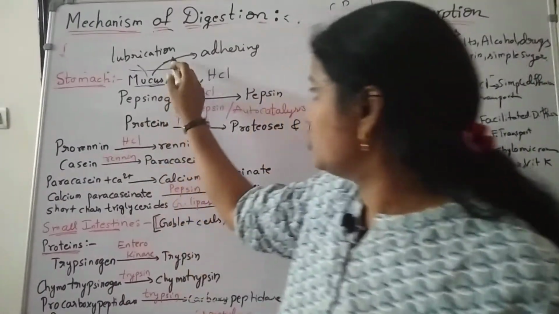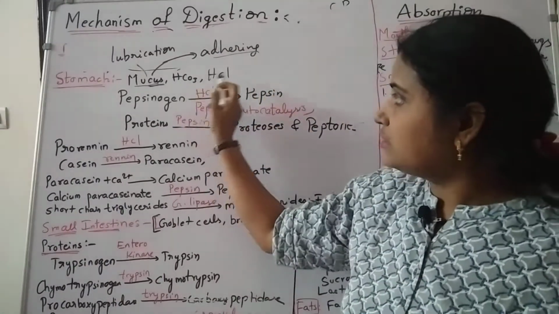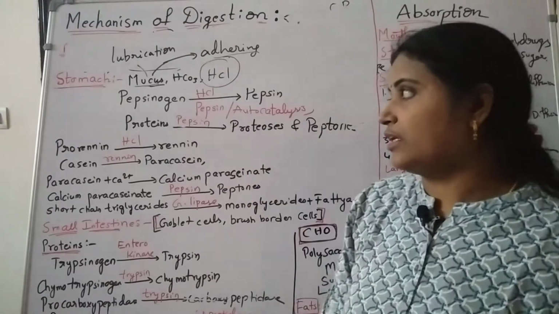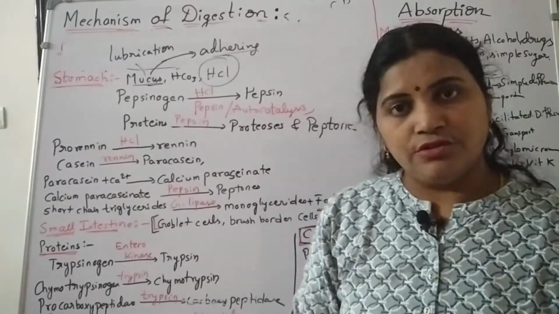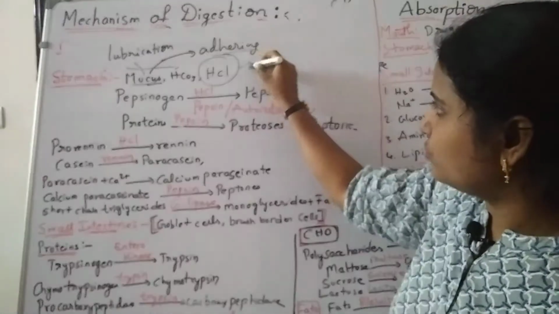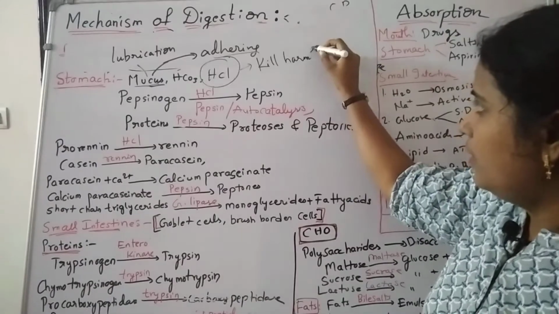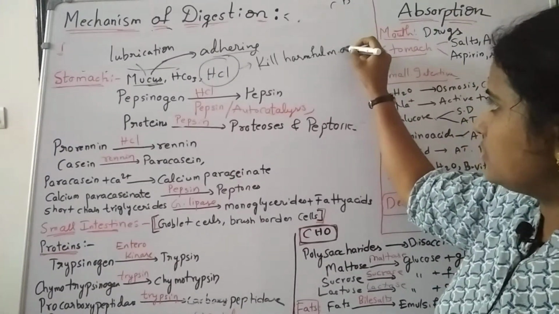One is lubrication, another one is the adhering process. Okay, done. Next, hydrochloric acid is also secreted into the stomach. This hydrochloric acid is going to kill harmful microorganisms.